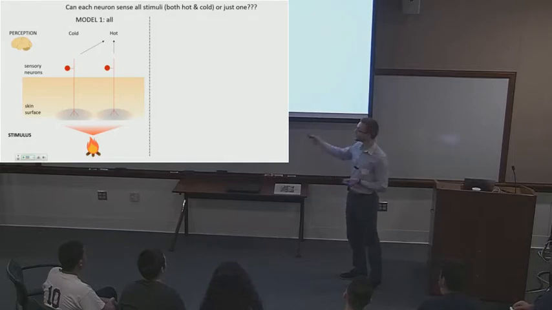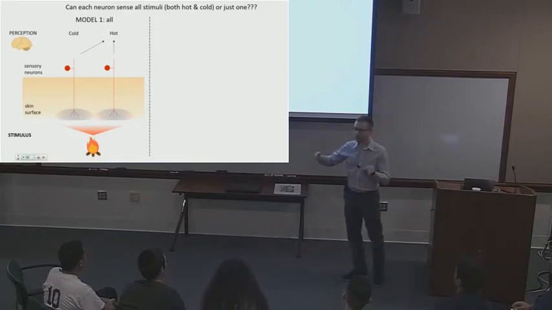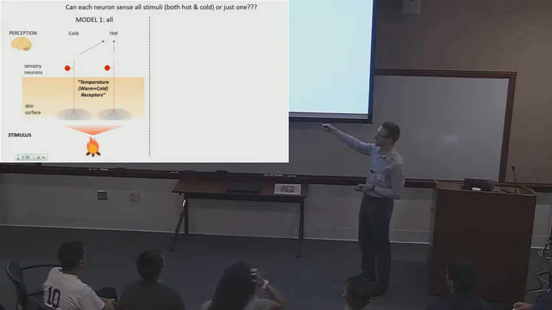That's one model. In this model, you can notice that these neurons are sort of like jacks of all trades. They're multifunctional. They can sense both cold and warm and somehow encode it and transmit it to the brain. But that's just one possibility. There is another possibility for how this can work. Oh, and by the way, since these can sense both warm and cold, we will call them just temperature receptors.